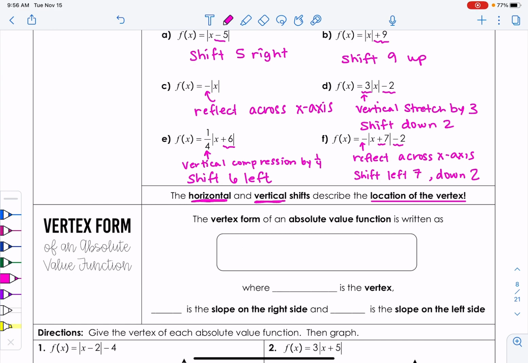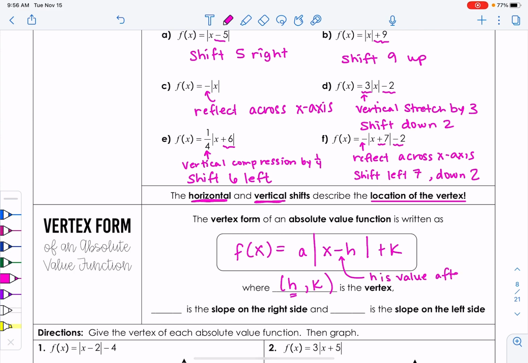And that's going to be written as f of x is equal to a times the absolute value of x minus h, plus k. And they're going to tell us that whatever that h value is and whatever that k value is going to be the vertex. Now, I'm going to point out, see how there's that minus sign? Right? H is just the value after the minus sign. So h is the value after that subtraction sign.